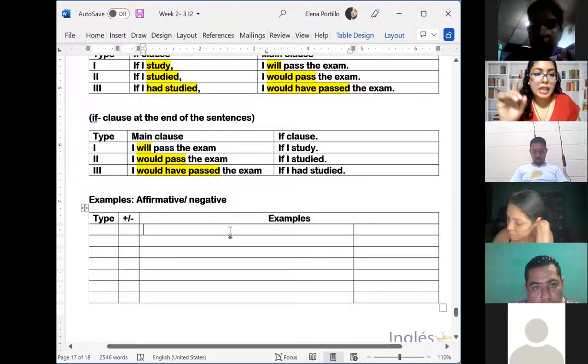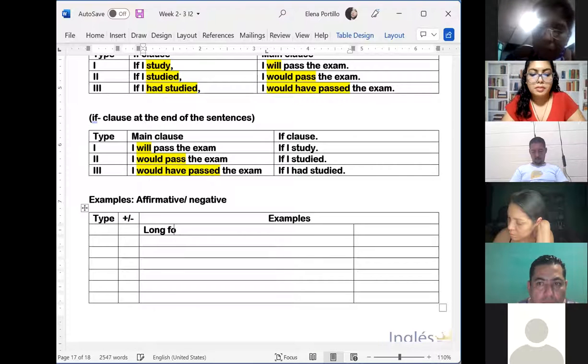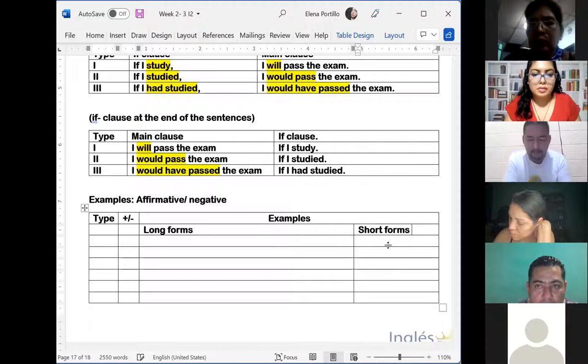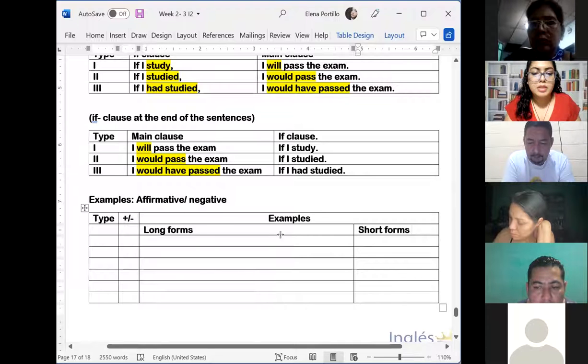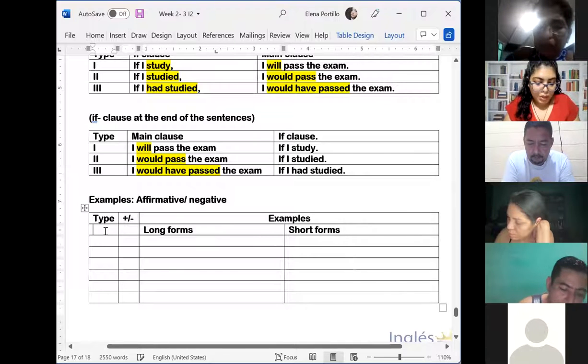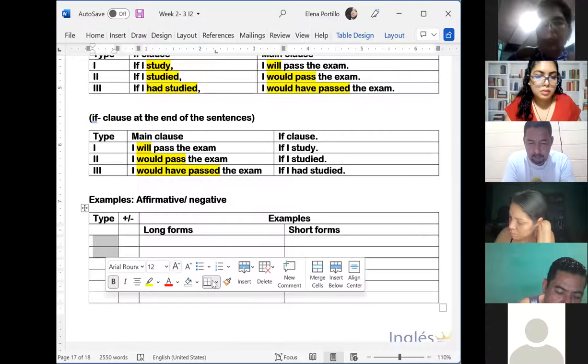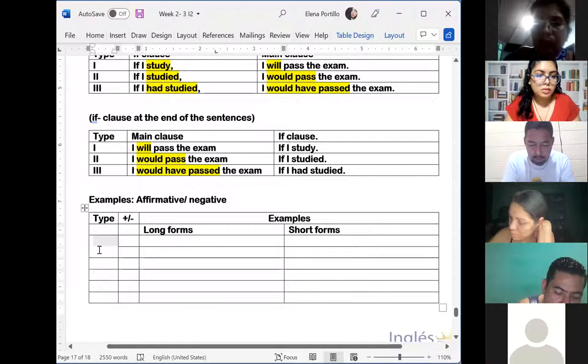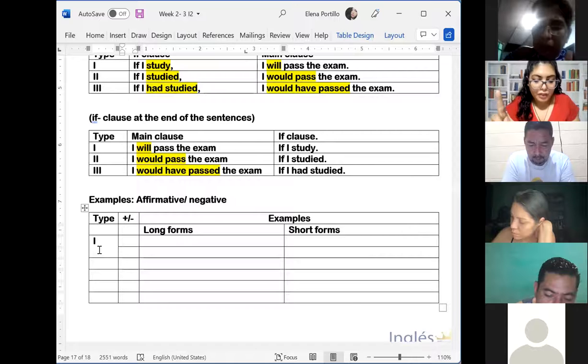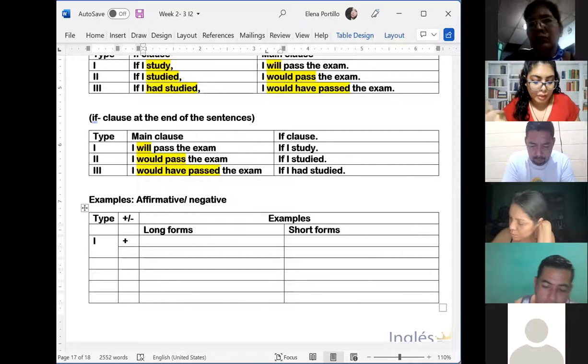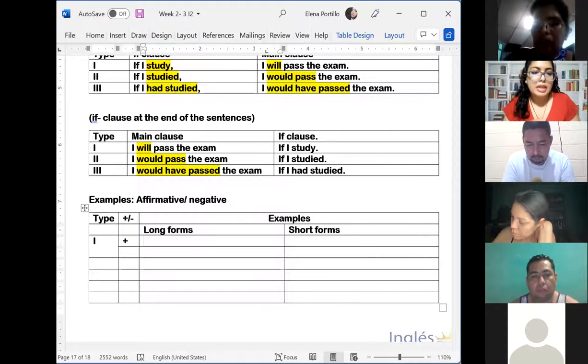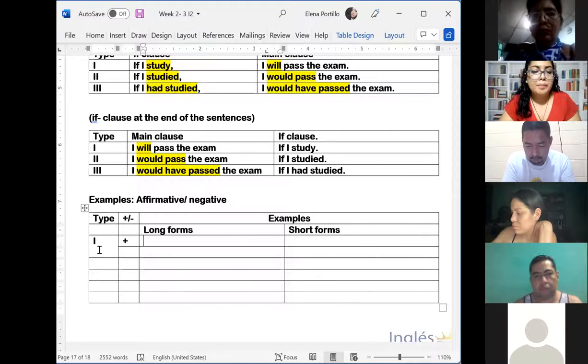Now, in this one, we have the long forms and the short forms. We have two different types, the long ones and the short ones. So we have the type, we have type number one. And in the first one, we have the positive one or the affirmative one. That is the same sentence that we are studying in this moment. So we have, if I study, I will pass the exam. That is the same that we used before.